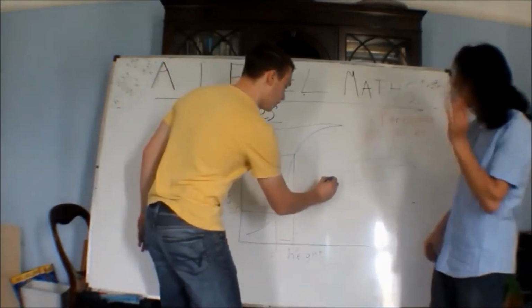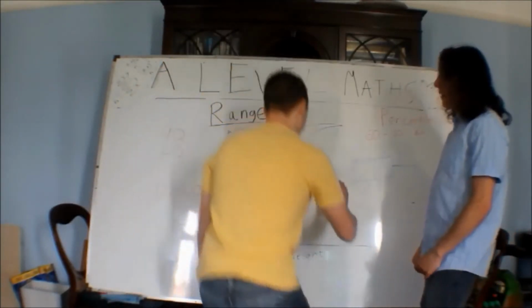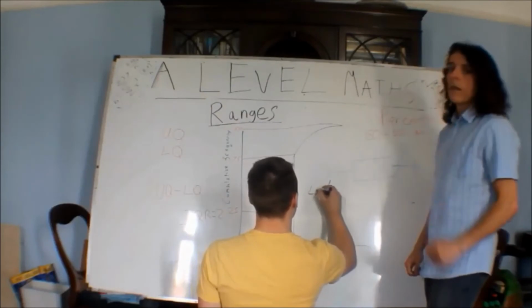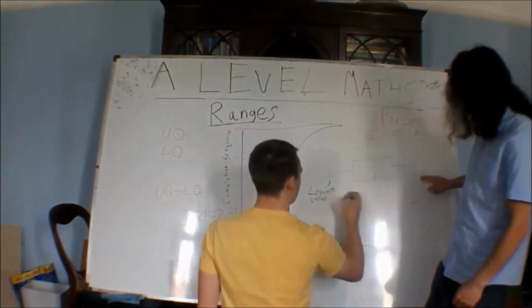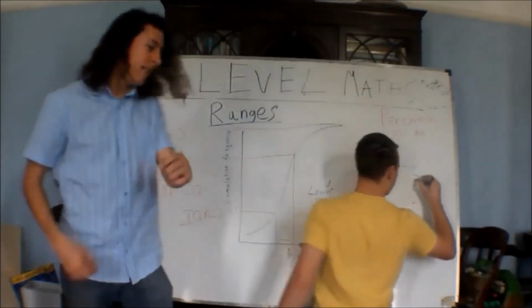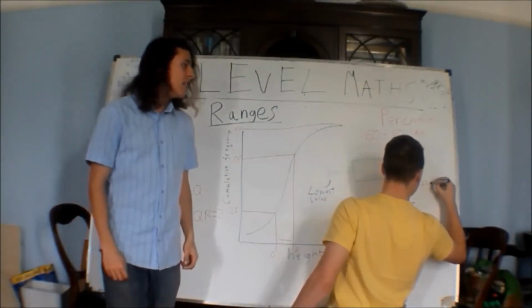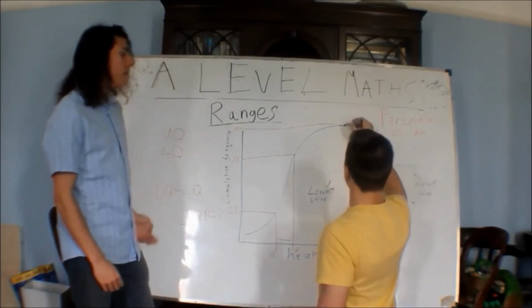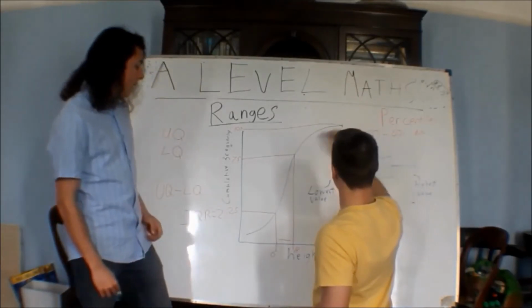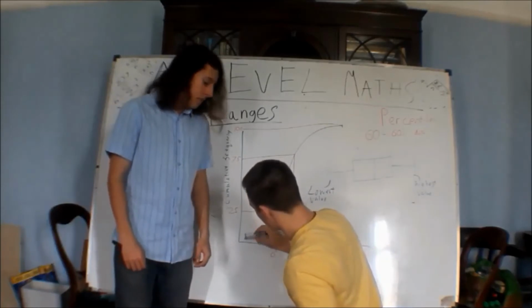So what's this, Trip? Well, that's the lowest value that appears. And at the other end, as you might have guessed, it's the highest value that appears. So that would be this at the top of this graph, and this right at the bottom.